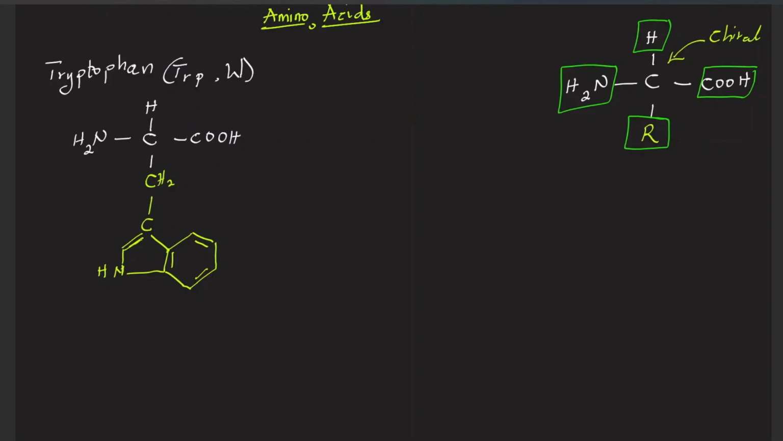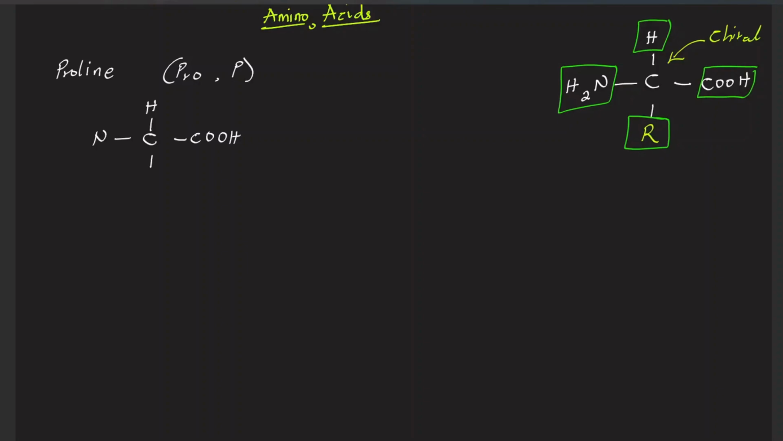The next one is proline. The 3-letter abbreviation for proline is PRO, and the 1-letter abbreviation is just a P. Okay, let's get rid of these. Now, proline's structure is also slightly different from the others in the sense that it has a ring circling back to the nitrogen in the amine group.